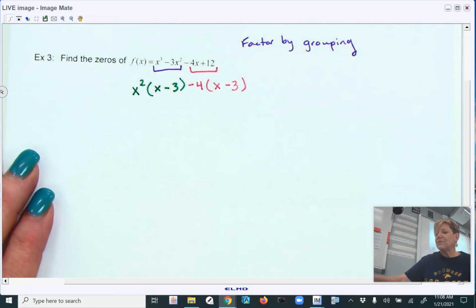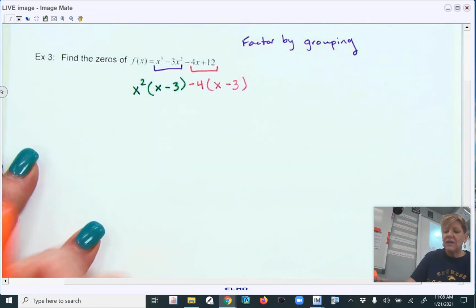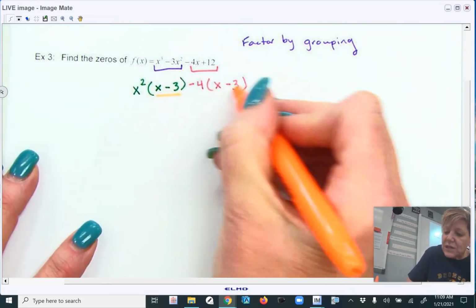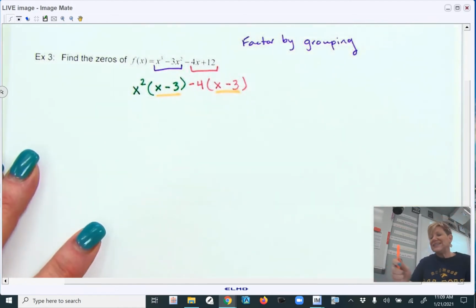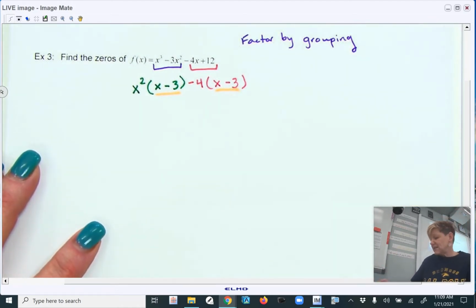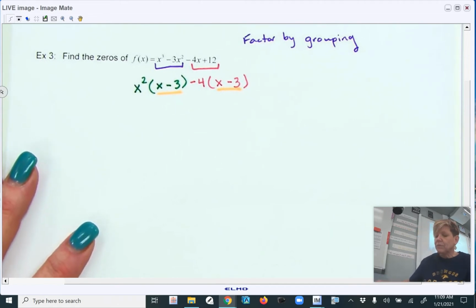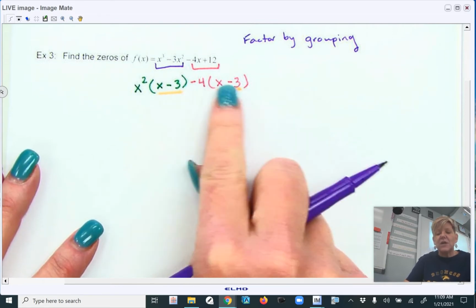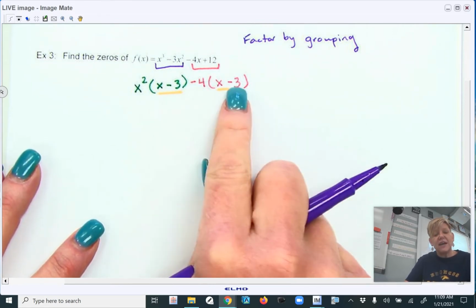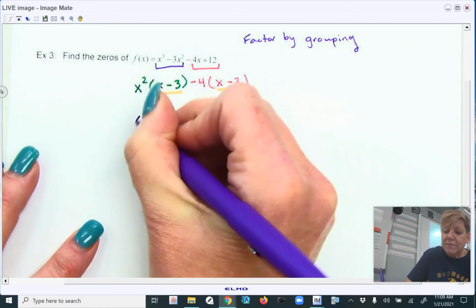Now for factor by grouping to work, these two binomials need to be the same. If they're not the same, you either did something wrong or you can't factor by grouping. So notice that those two factors are the same. So that's their GCF now. So I'm going to factor that out.